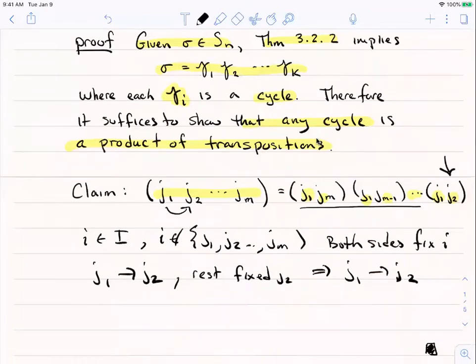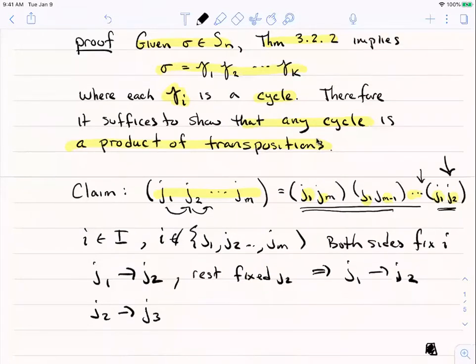All right, let's imagine what happens to J2. Well, J2 in this first factor on the right-hand side gets sent to J1. J1 is in the next factor. You can't read it there, but it would be J1, J3. So that thing sends J1 to J3, and then J3 never occurs again. So J2 ends up going to J3. The rest fix it. It's the same thing as in our cycle. J2 goes to J3. Can you kind of see why this is working?